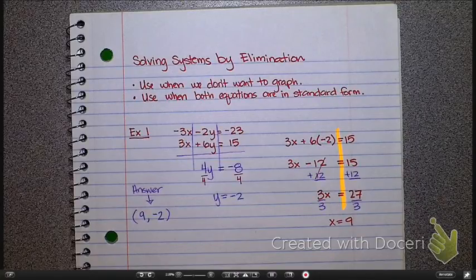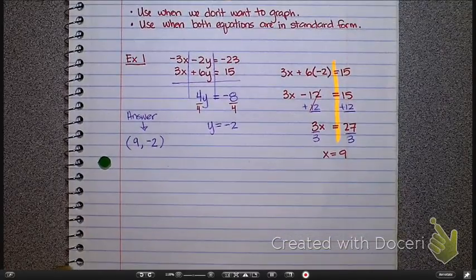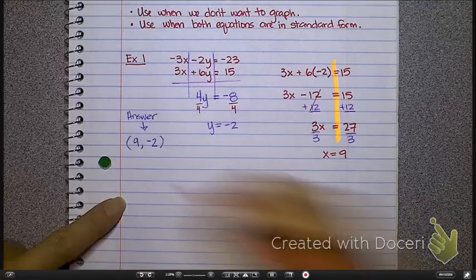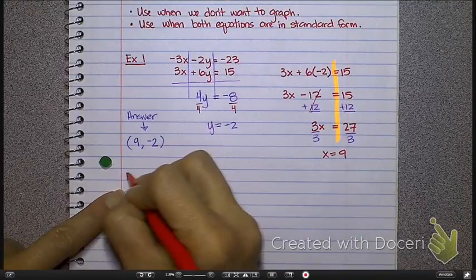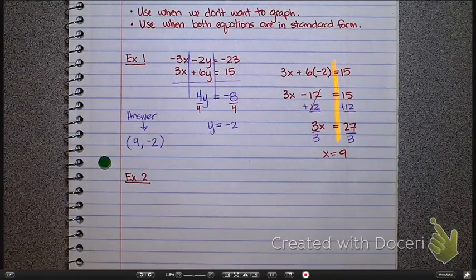All right. So let's take a look at another example. Do you guys need more time catching up there? Okay, here's your second example.